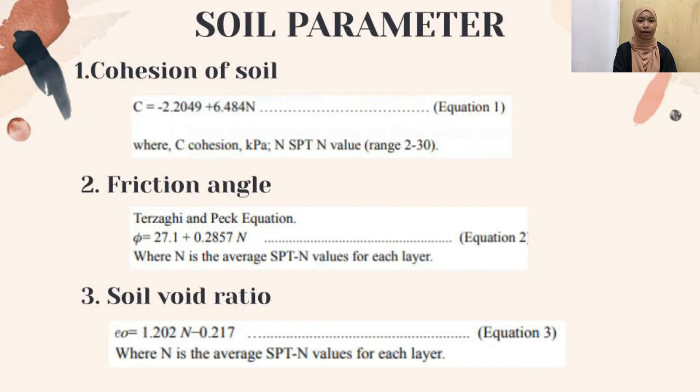So the next one is characteristic of soil parameter. So soil parameters, which include internal friction angle, cohesion, unit weight, initial void ratio, and compression index, are determined based on the SPTN value from soil investigation. These values are calculated based on equations that show correlation to SPTN value.